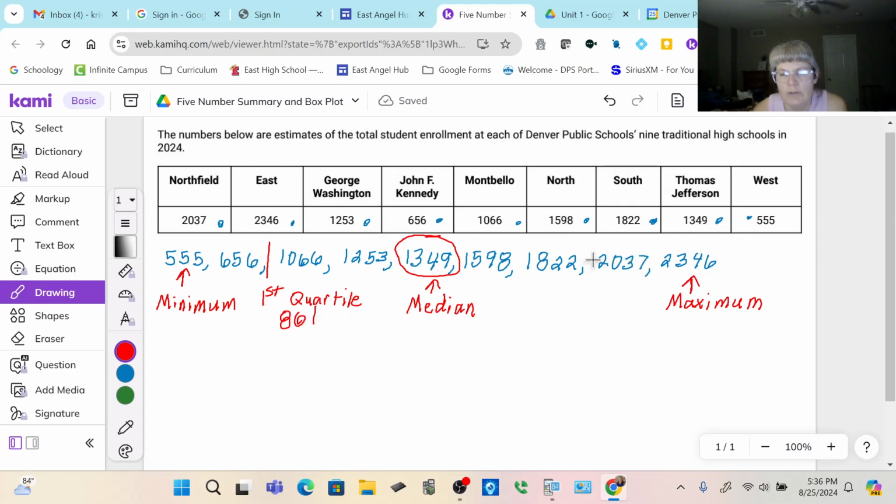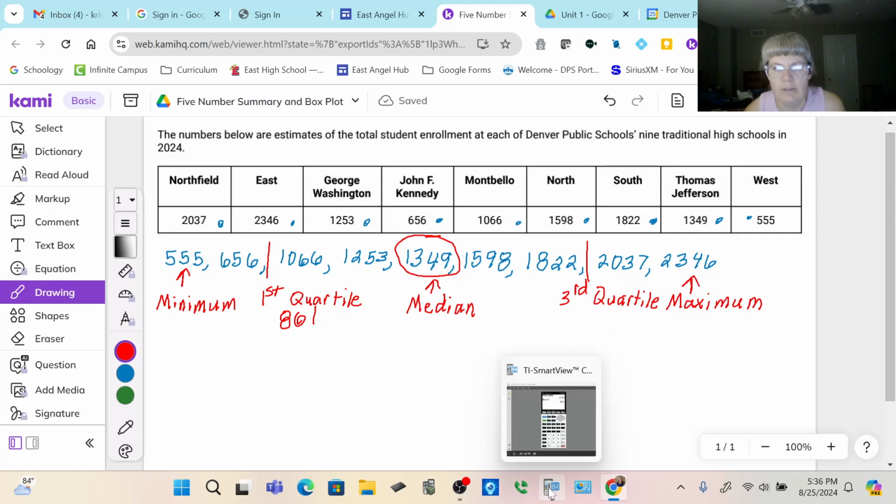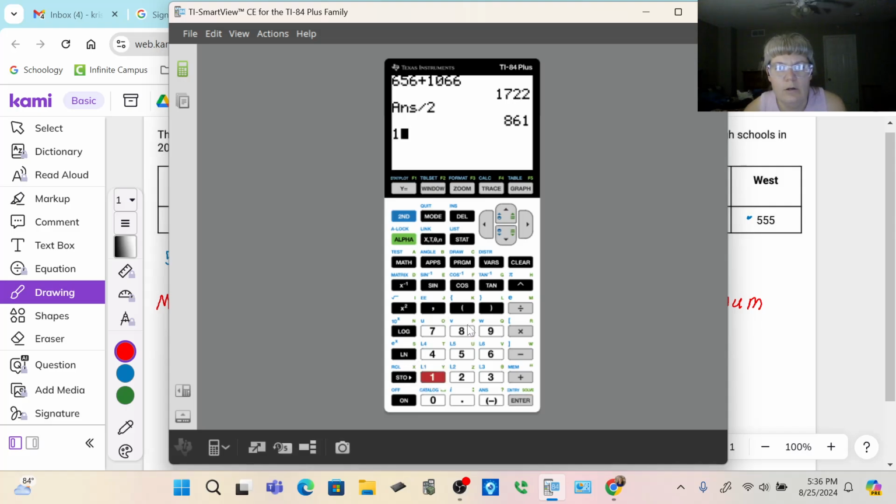I'm going to do the same thing with the last four numbers. In the middle is going to be what we call the third quartile. And again, because there is no number in that position, I'm going to add the two numbers that are in the middle, 1,822 with 2,037. Divide those by 2, and we have our third quartile, 1,929.5.